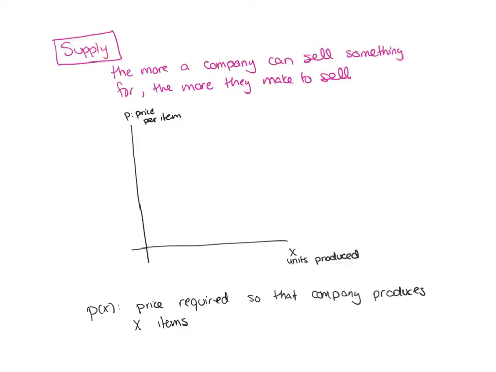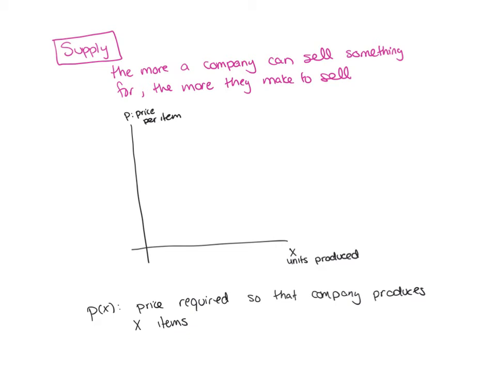Now let's compare our supply model. For supply, we know that if I'm a company and I'm trying to decide how much of something I should make, if I'm not going to be able to sell it for a lot of money, I'm not going to really want to make that much of it. But if I can sell it for more, then I'm going to be able to get more profit, so I'm going to want to produce more.